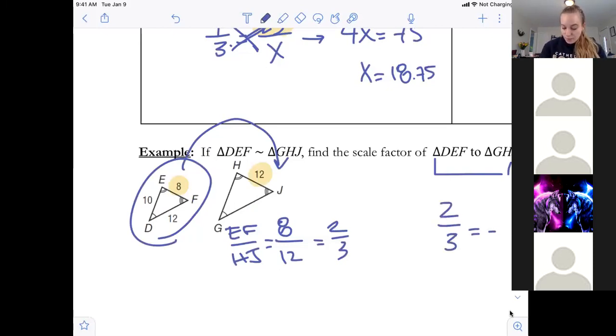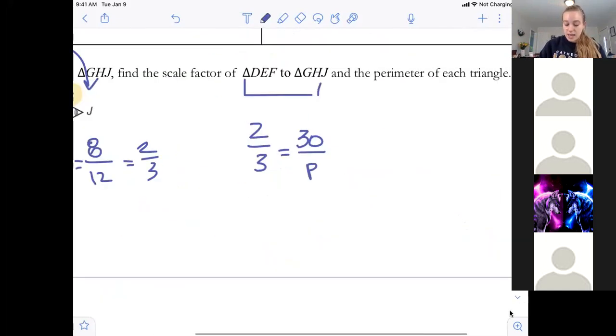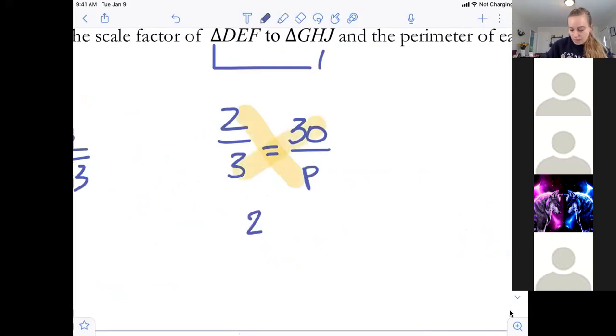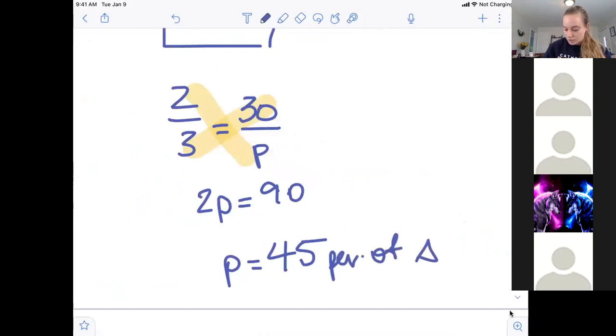So in order to solve for the perimeter of GHJ, I'm going to use a little P for perimeter. I have to actually find out what the perimeter of DEF is, which shouldn't be too hard. 10 plus 12 plus 8 equals 30. And then we plug 30 in on top. Again, DEF are the two on top, the 2 and the 30, and then 3, and then we don't know the perimeter, the P goes on the bottom because those are the second triangle. And now we cross multiply. So I get 2P equals 90, and then we divide by 2 and we get P equals 45. And remember that's the perimeter of triangle GHJ.